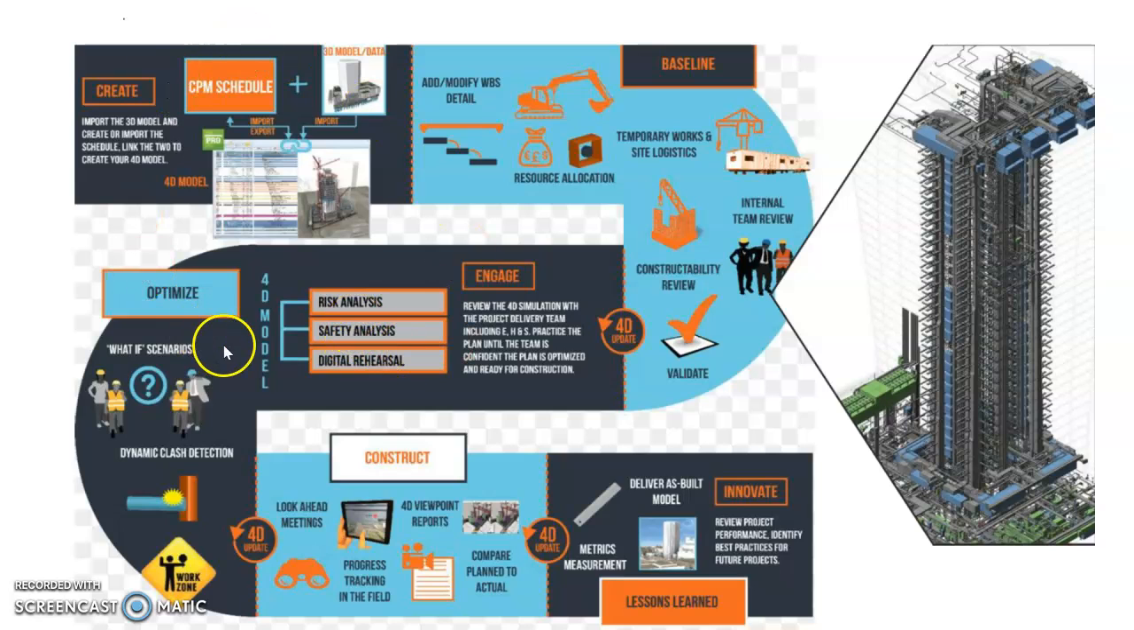So the 4D model can also be used to optimize the program by allowing the stakeholders to carry out what-if scenarios. You can do your dynamic clash detection. During the construction stage, you can also use it as a tool for look-ahead meetings and tracking the progress in the field, allowing you to have a 4D view report compared to the actual progress, and so on and so forth.